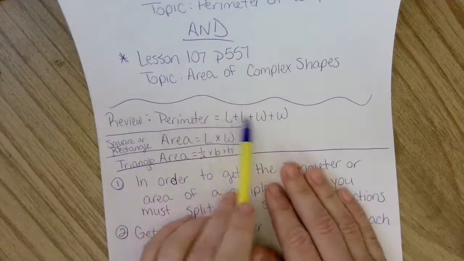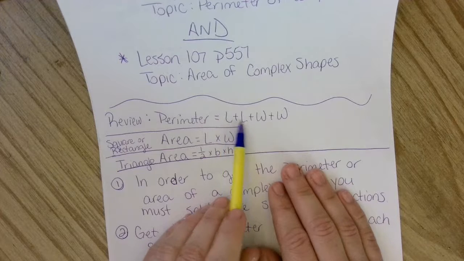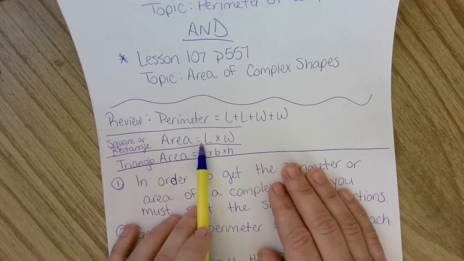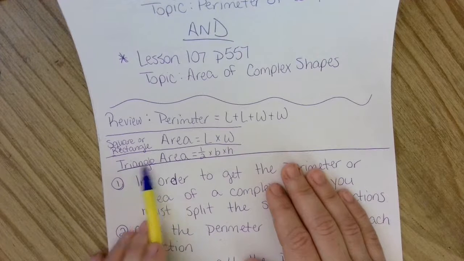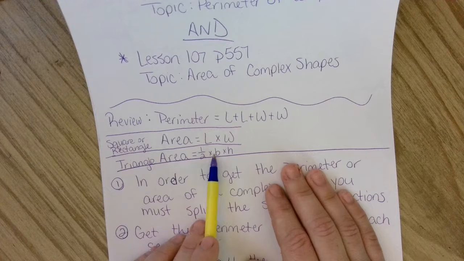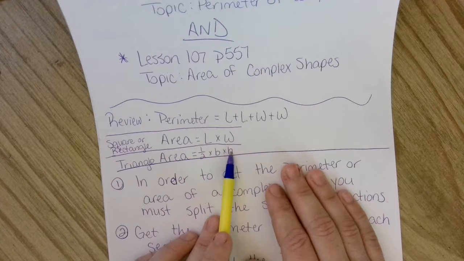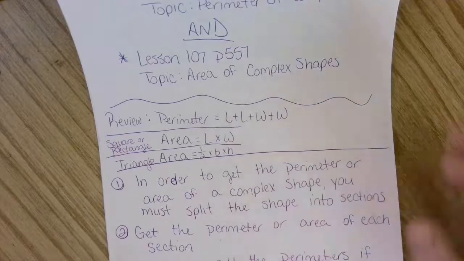Perimeter, remember you're just going to add up all the sides. That's the same thing for a triangle as well. You just add up all three sides. To get area of a square or a rectangle, length times width. And to get area of a triangle, remember it is 1/2 times the base number times the height. Now remember, the base number is going to be the bottom number, and the height is usually going to be represented by a dotted line. So just keep that in mind, because you do have one of those on your homework.